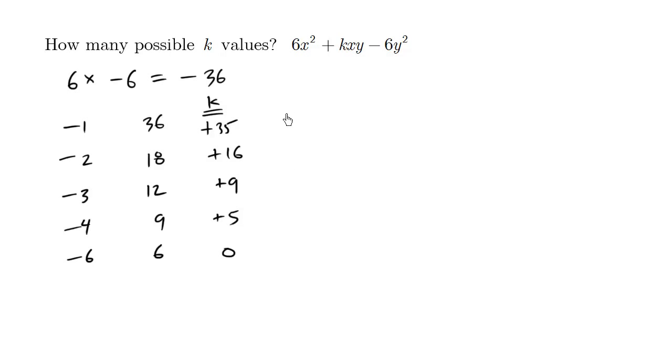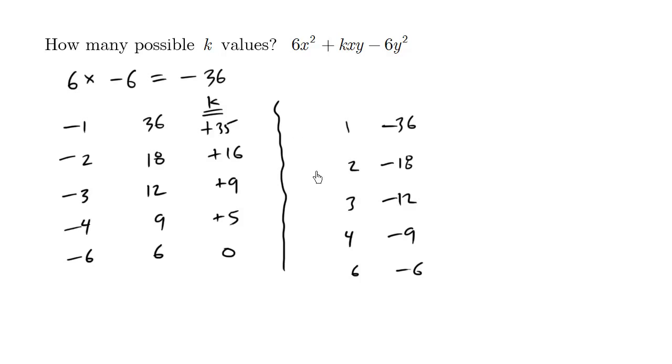However, there's another possibility. There are other ways to generate -36 as well. What if we just copy these really quickly? 1, 36, 2, 18, 3, 12, 4, 9, 6, 6 again, but put the negative sign from the left to the right. We're almost doubling our answers. So there are cases, depending on whether this sign is negative or positive, where the situation is going to affect the number of k-values, where we just double the number of k-values. However, there's something tricky about this question.